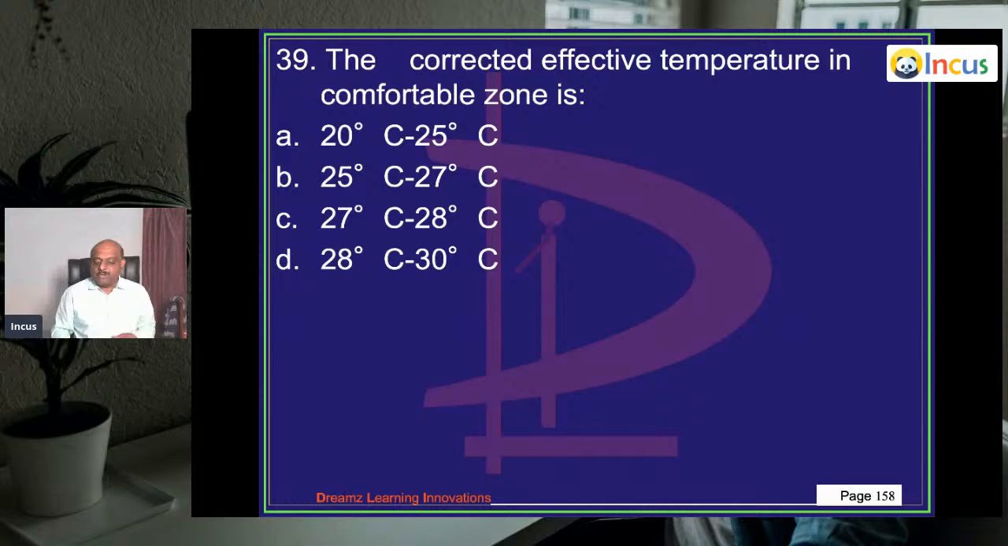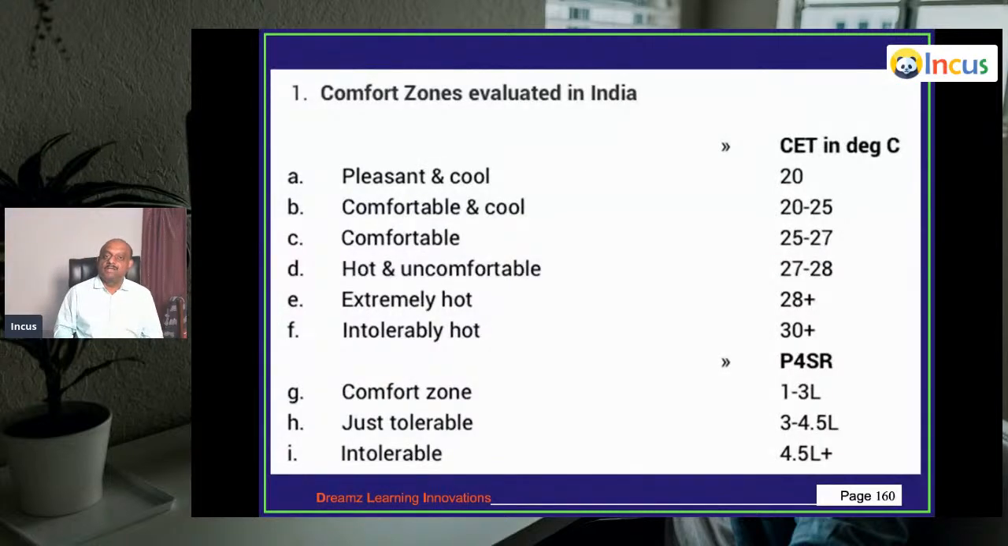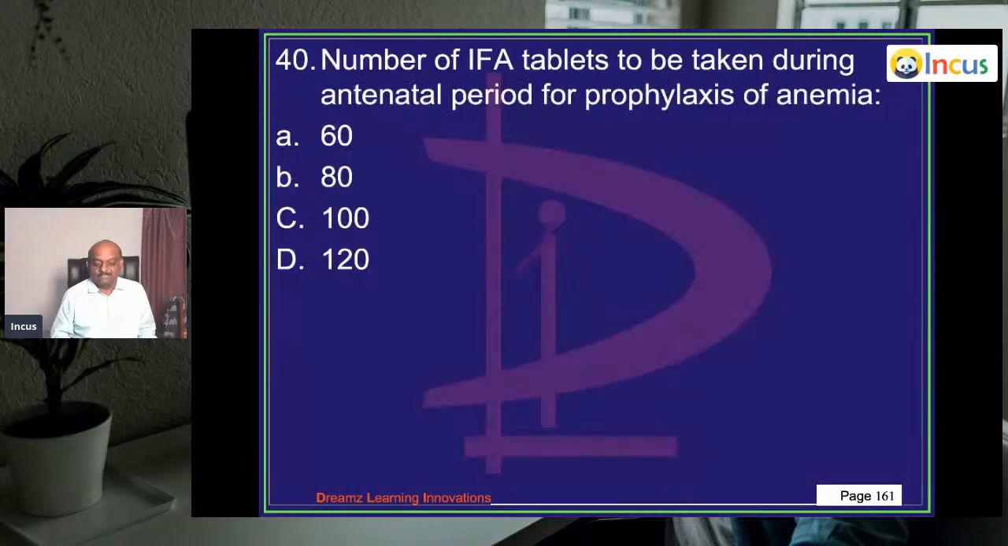What is the corrected effective temperature in the comfortable zone? 25 to 27 degrees. This is one question I used to hate right from my MBBS days. Still, for examination, for the entrance purpose, yeah. Similarly, P4SR, 4-hour value also, sweat rate. Comfort zone 1 to 3 liters, just tolerable 3.4 to 5. Intolerable is more than 4.5 liters. If you are sweating like a pig, you can't live.